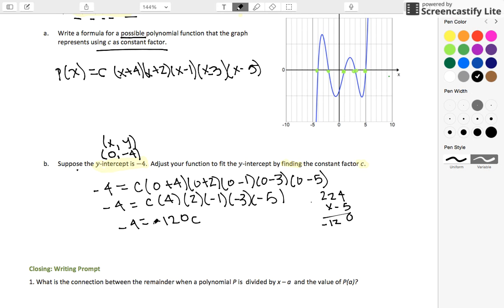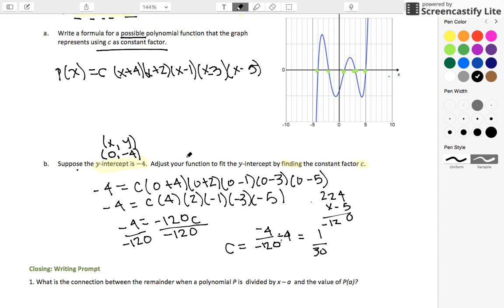Cool. So at that point, we still need to figure out what c is. So we're going to simplify further again and isolate the variable. We're going to divide by negative 120, divide by negative 120. And c is going to equal negative 4 over negative 120. When you divide both of these by 4, you're going to get 1 over 30. And that's your c value.